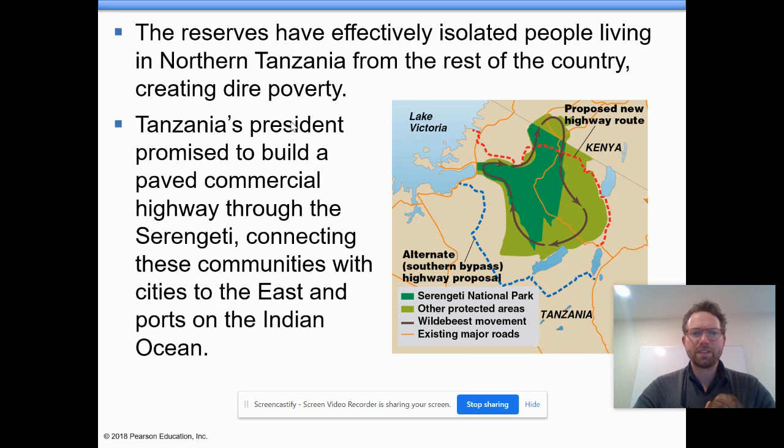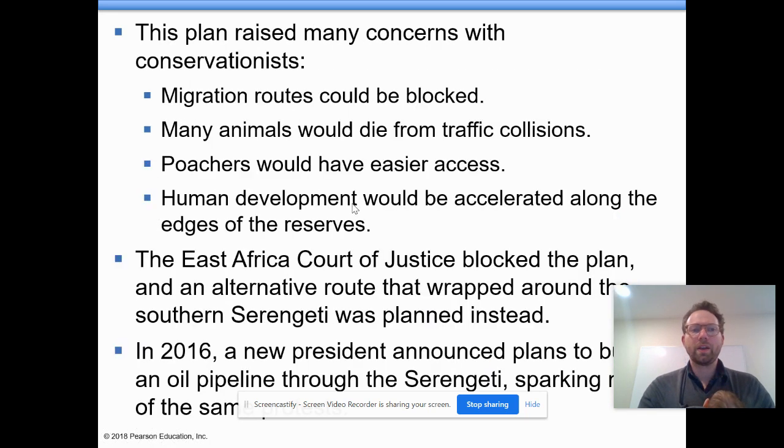However, the new Tanzanian president ran on a platform that promised to build a paved commercial highway through the Serengeti and connecting this area, as you can see here. So some of the proposed areas for a highway are the red and the blue there. The red one obviously would cut through the migratory pattern of the animals. So as a result, the migration patterns would be cut in certain places. And those roads would potentially be a hazard and kill the animals.